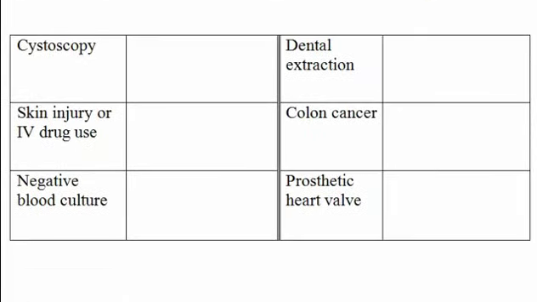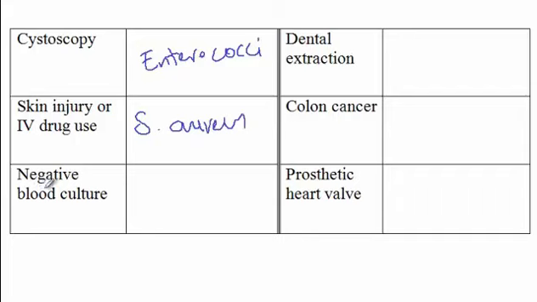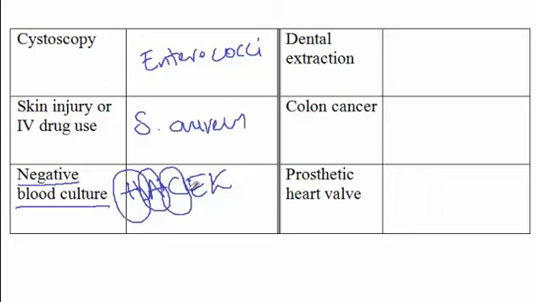Now here we have procedures that increase the risk of endocarditis, and these include cystoscopy, which increases the risk of endocarditis by enterococci. Then we have skin injury or IV drug use, which we just discussed, causing acute bacterial endocarditis by Staphylococcus aureus. If there is a sign of endocarditis but the blood culture is negative, then you should suspect infection with HACEK species, and these include Haemophilus, Actinobacillus, Cardiobacterium, Eikenella, and Kingella.